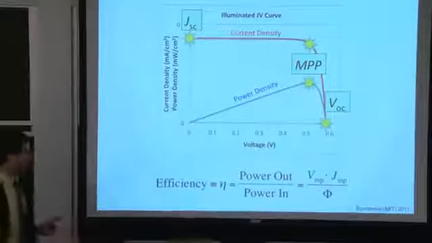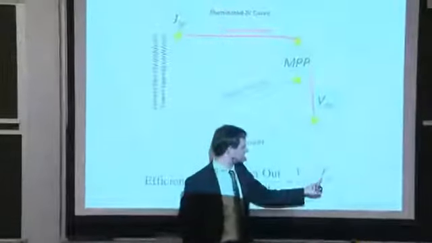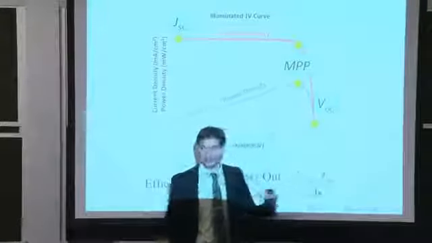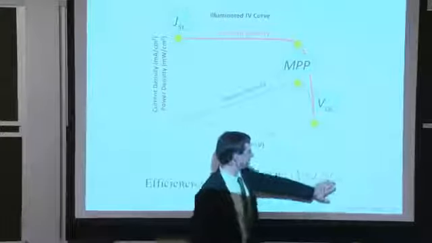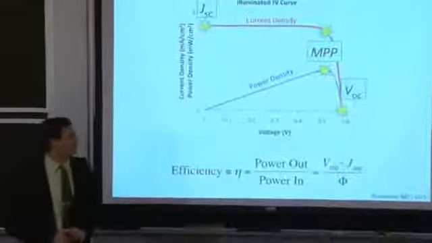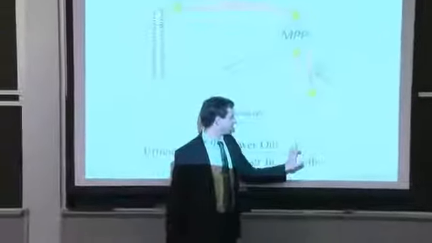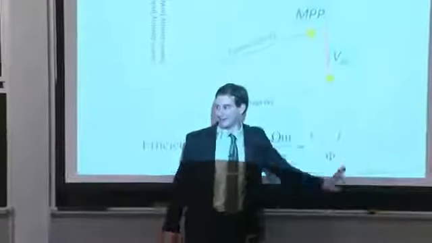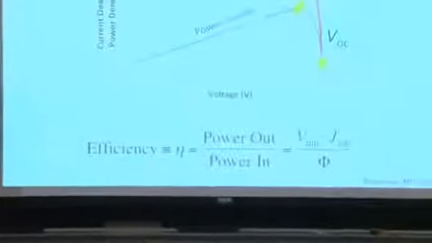Our output power is the voltage at the maximum power point times the current at the maximum power point, not the current density, the current at the maximum power point. So take this current density and multiply by area. That's effectively the units work out better that way. So it would be either V times I at the maximum power point or V times J times the area of the device, the area of the solar cell at the maximum power point. And that's the total power out.